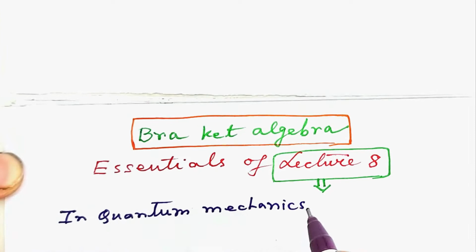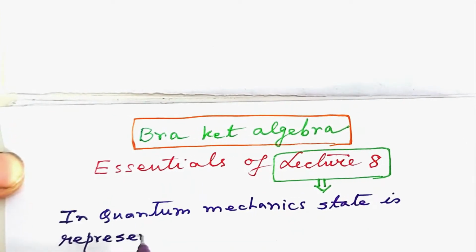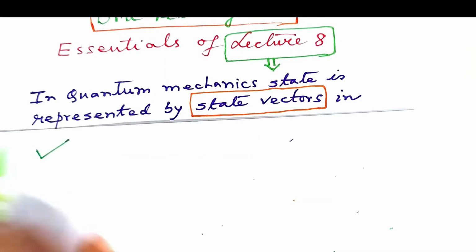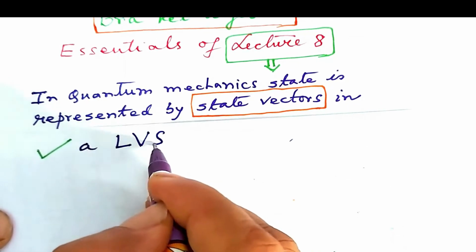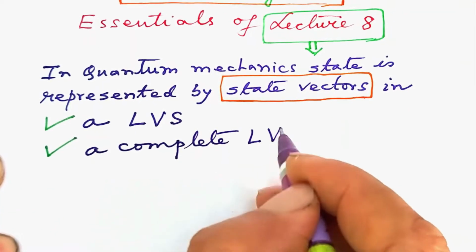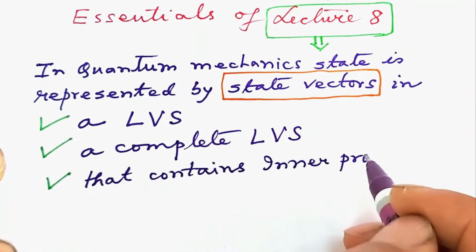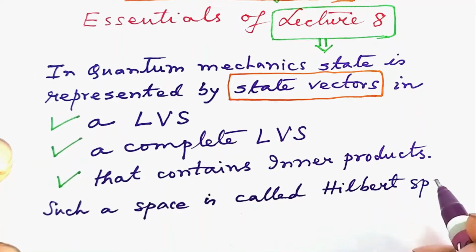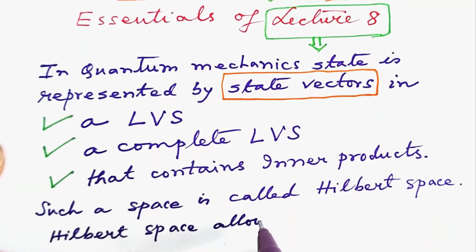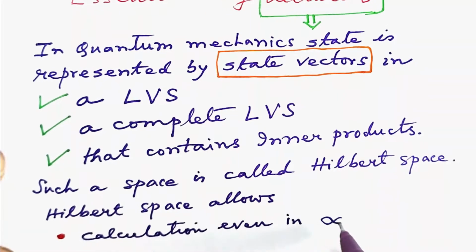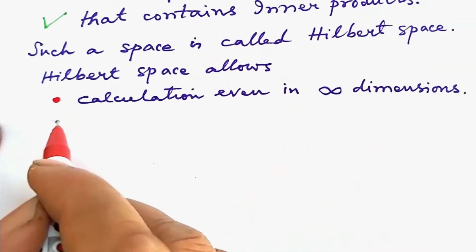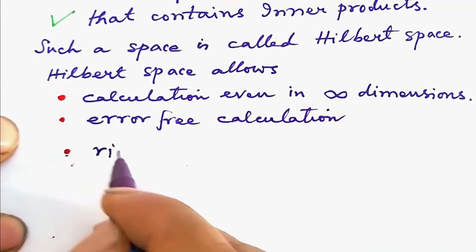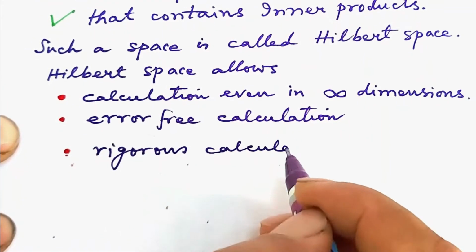In quantum mechanics, the state of a system is represented by a state vector, and this state vector is defined in a linear vector space, a complete linear vector space that contains inner products. Such a space is called Hilbert space. Hilbert space allows calculation even in infinite dimensional space. It gives the scope of error-free calculations, and rigorous calculation can be done in this Hilbert space.